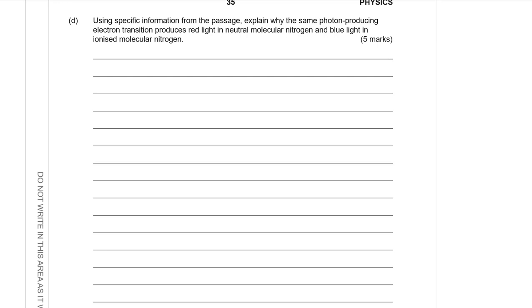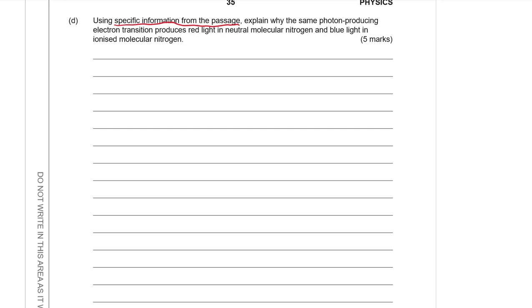So the question's asking, using specific information from the passage, and I think this is probably where some people might have tripped up: explain why the same photon-producing electron transition process produces red light in neutral molecular nitrogen and blue light in ionized molecular nitrogen. So it's basically going to be comparing what happens with neutral and ionized molecular nitrogen.